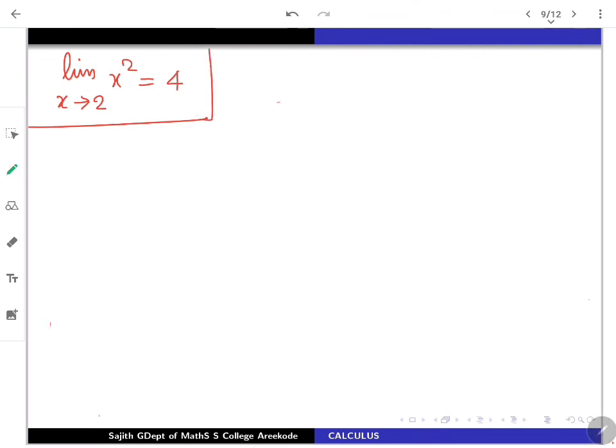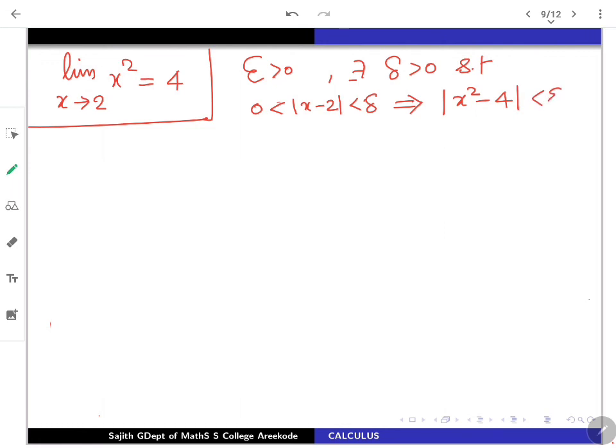So to prove that with the precision of epsilon delta, what we wanted to prove is that given a positive epsilon, we have to find a delta positive such that whenever 0 less than mod x minus 2 is less than delta, that should imply the condition that mod f of x minus 4, that is x squared minus 4, is less than epsilon. So I have to work from this side and get back the conditions for delta.